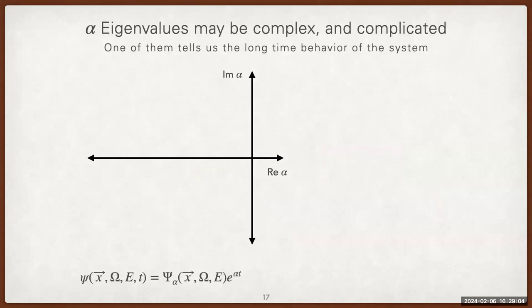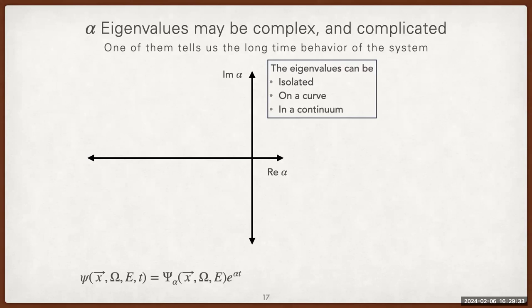So those eigenvalues can become complex. They can be complex valued, and they're also complicated. But usually, when people think about alpha eigenvalues, there's one of them that's considered to be important. We'll see why. So remember, alpha tells us about its exponential dependence. So alpha positive means there's exponential growth, alpha with a negative real part means exponential decay, and alpha zero means that there's no kind of dependence.